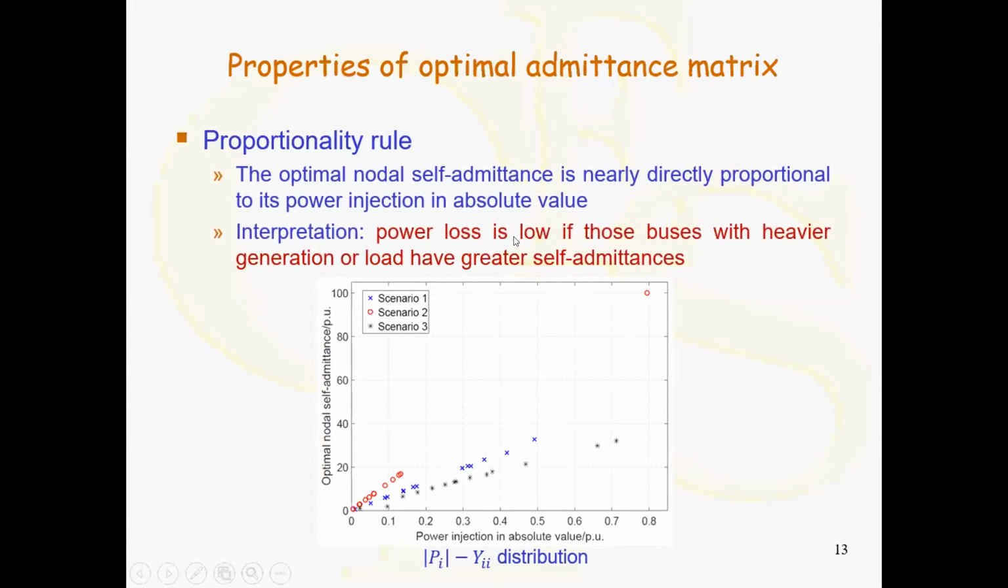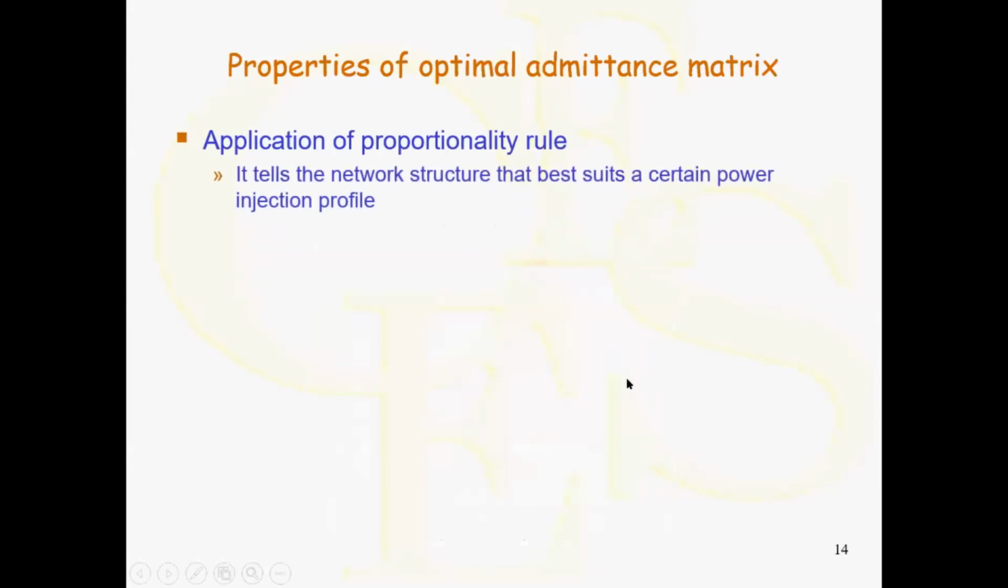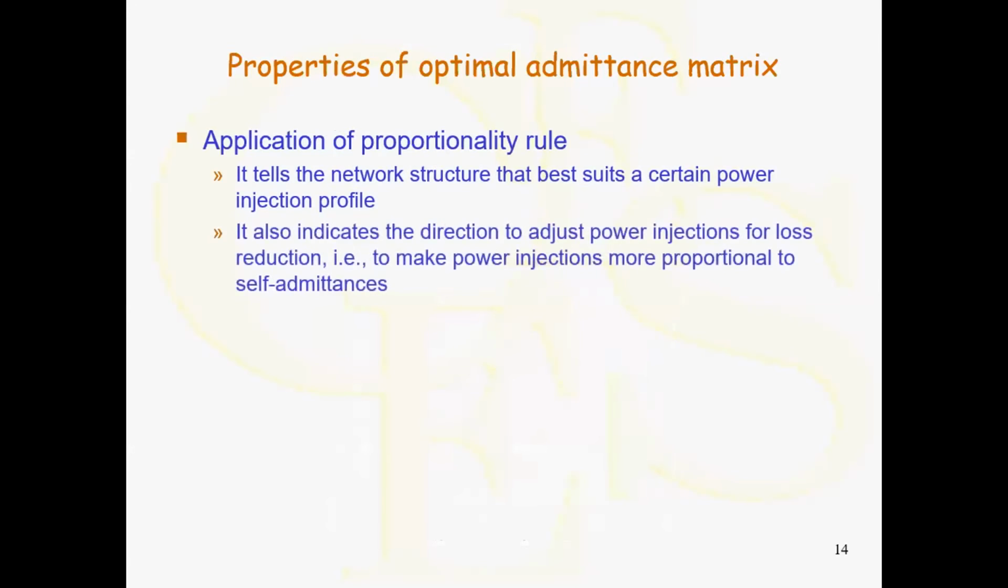we can achieve a low power loss if those buses with heavier generation or load have greater self-admittances. And the proportionality rule can also feed back to power system dispatch. On one hand, this rule tells the network structure that best suits a certain power injection profile. On the other hand, it also indicates the direction to adjust power injections for loss reduction. That is to make the power injections more proportional to the corresponding self-admittances.